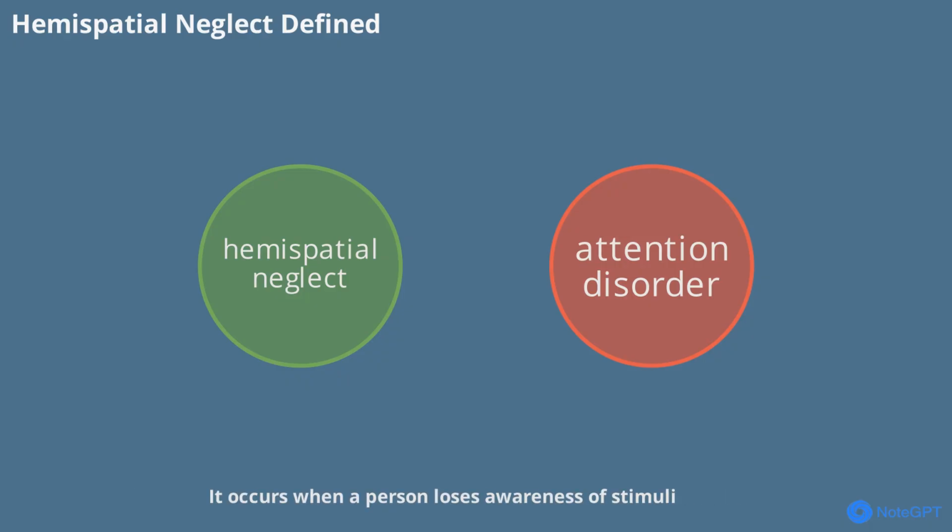It occurs when a person loses awareness of stimuli on the side of space opposite to their brain lesion. Most commonly, this follows damage to the right hemisphere, leading to neglect of the left side of space. Importantly, this isn't due to blindness or paralysis. The sensory systems are intact, but the brain fails to attend to one half of the world.